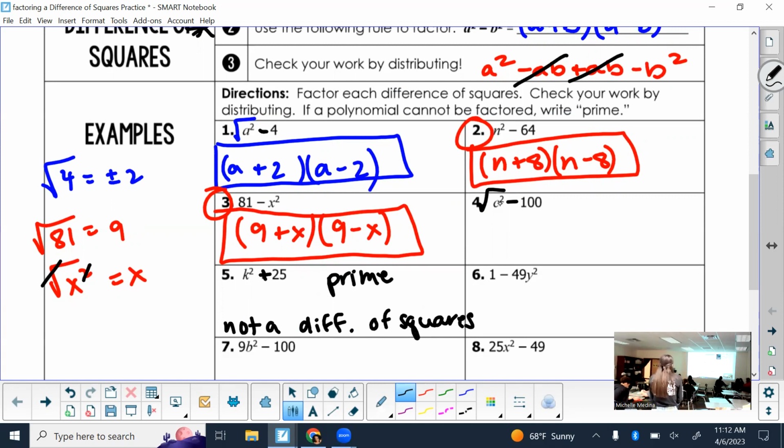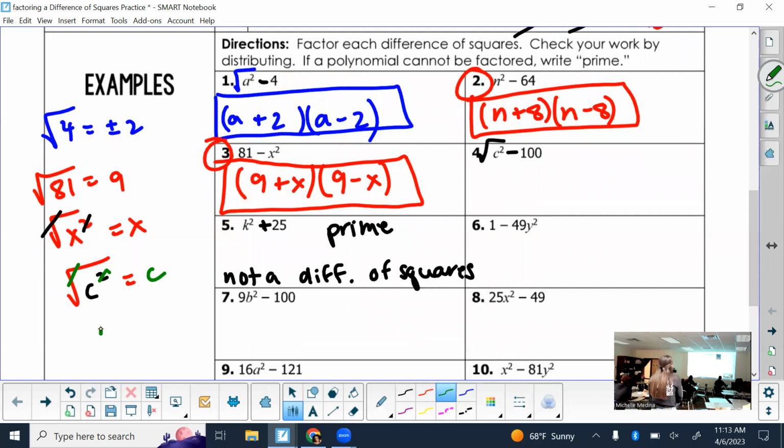So if I have a variable squared, and then I take the square root of it, they cancel each other out. That's like timesing something by 2 and then dividing it by 2. They cancel each other out. So my square root of that is just c. So that's a perfect square. C squared is. What about 100? Is that a perfect square?